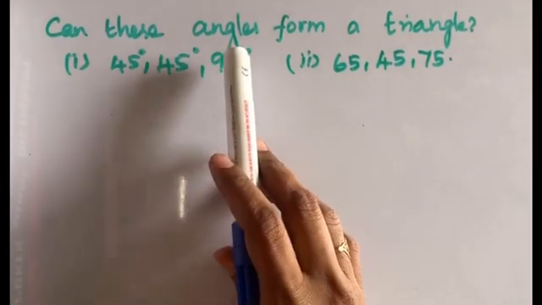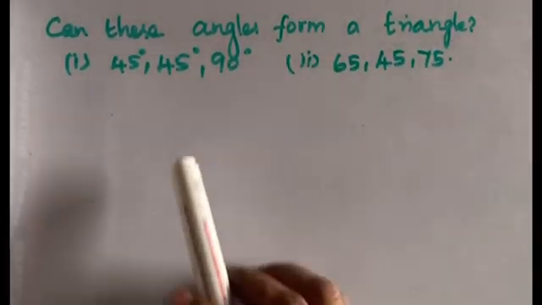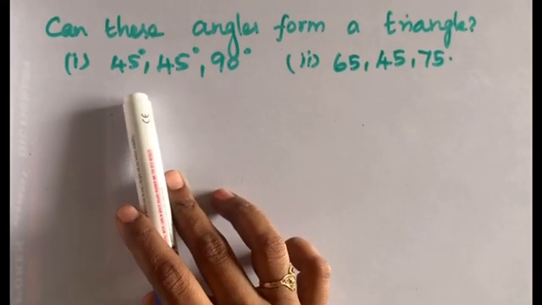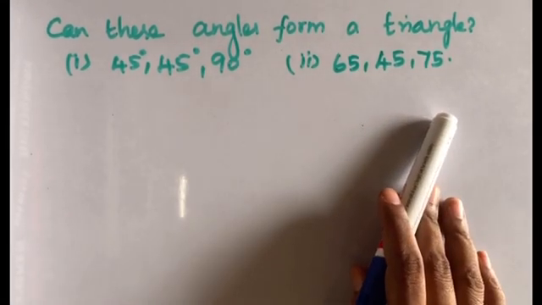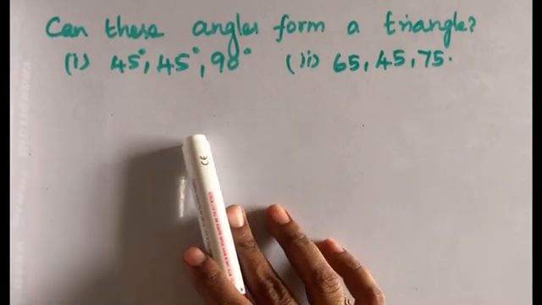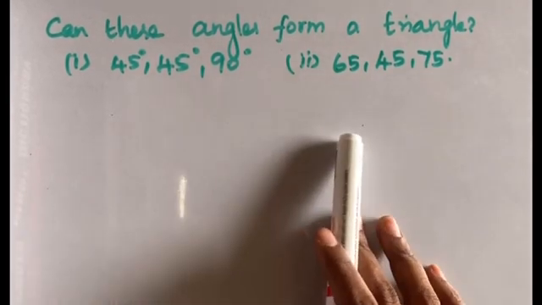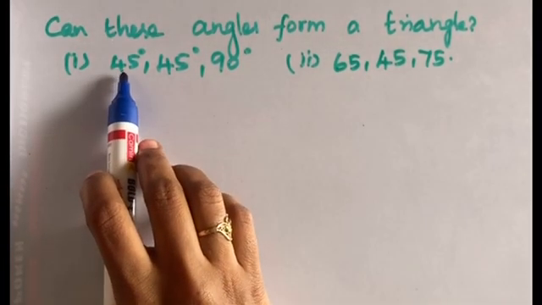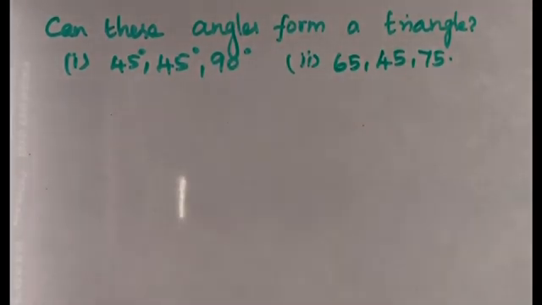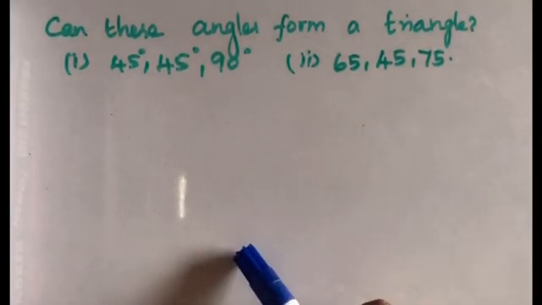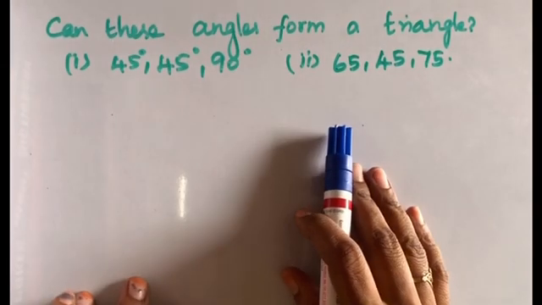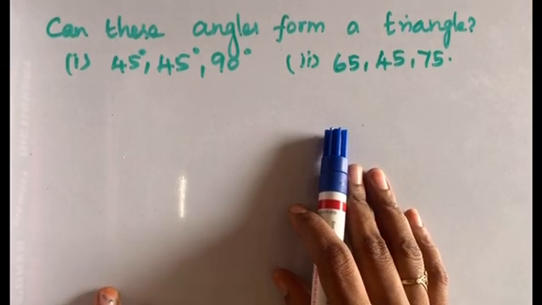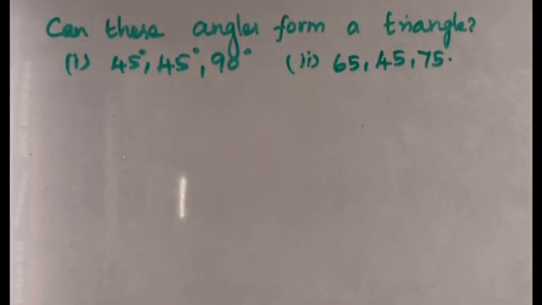Can these angles form a triangle? So, here the 3 angles of a triangle are given. We have to find whether these angles form a triangle or not. Okay, so the first one: 45 degree, 45 degree and 90 degree. What is the condition you know for the angles of the triangle? In a triangle, the sum of all the angles is 180 degree.